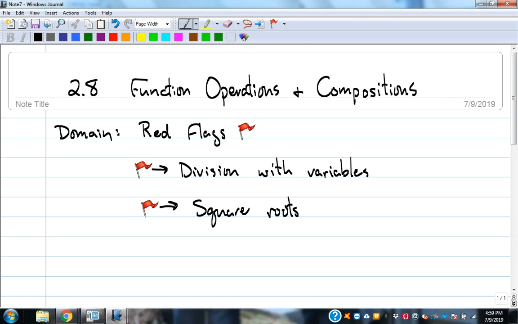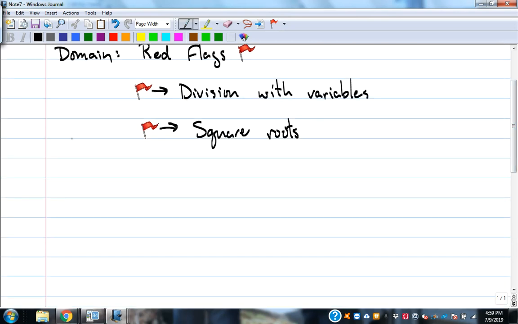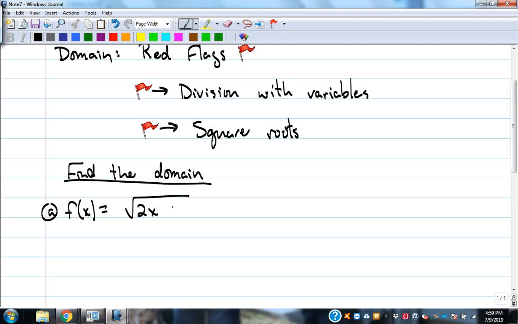So let's review that just a little bit, a couple of equations here, and just find the domain. So example A is just one function. F of x is the square root of 2x minus 9. So we're going to find the domain. So that one obviously has a square root symbol in it, and if it's got a square root symbol in it, that's a red flag because it has the x underneath it.